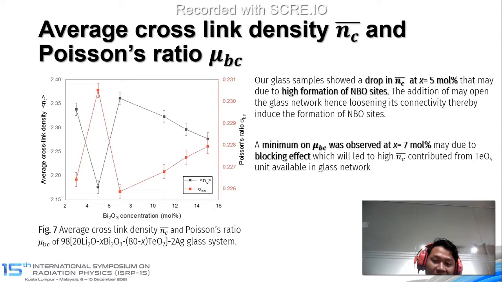So for the elastic properties, we can see that the average cross-link density shows a drop at 5 mole percent. It is due to the high formation of NBO. We know whenever we add the modifier, it will cause high formation of NBO. But for the Poisson's ratio, it observed a minimum at 7 mole percent due to the mixed ionic electronic effect that is caused by the blocking effect of this bismuth.